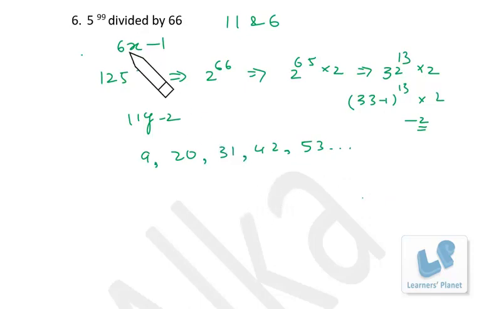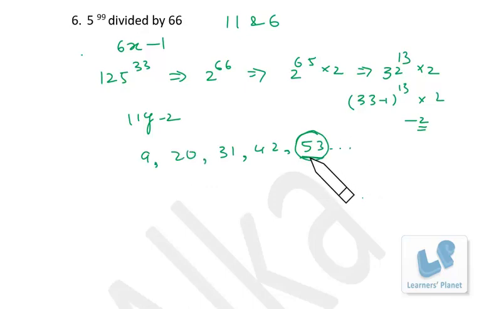Okay. Now, out of this, which one of them is in 6x minus 1 format? So, 53 is in 6x minus 1 format because 6 nines are 54. Other numbers are not in 6x minus 1 format. So 53 is the correct answer because that is in 6x minus 1 format and 11y minus 2 format. So when 5 raised to 99 is divided by 66, your remainder will be 53.